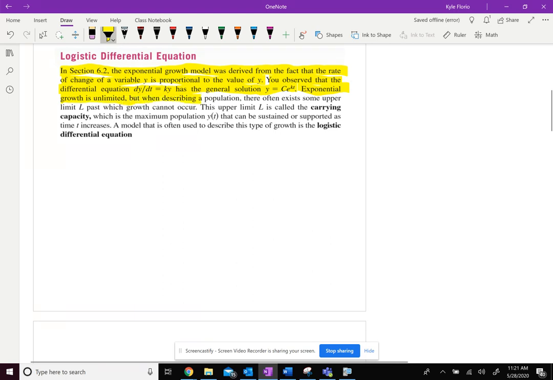But when we're describing a population, there's often some upper limit L past which growth cannot occur. The upper limit L is called the carrying capacity, which is the maximum the population y of t can sustain or support as time t increases. So a model that is often used to describe this growth is what we call the logistic differential equation. So a couple of things here.